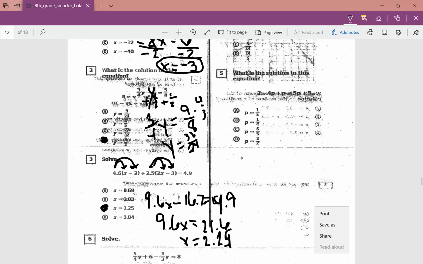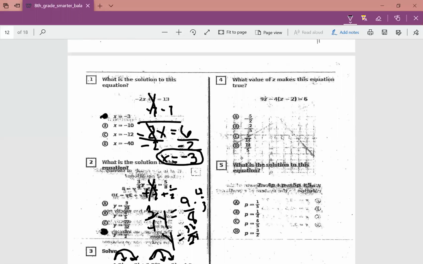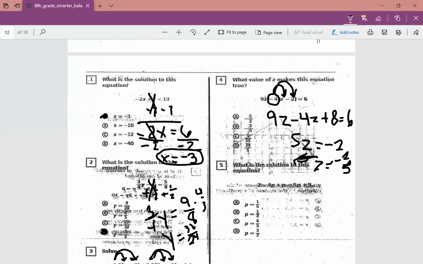Question 4. Going back up here to question 4. What value of z makes the equation true? Now, remember for this one, you're distributing a negative 4, not a positive 4. So you have 9z minus 4z plus 8 equals 6. 9z minus 4z is 5z. And I'm going to subtract 8, so negative 2. Oh no, I'm going to divide. So z equals negative 2 over 5.